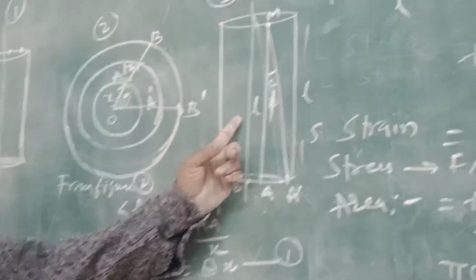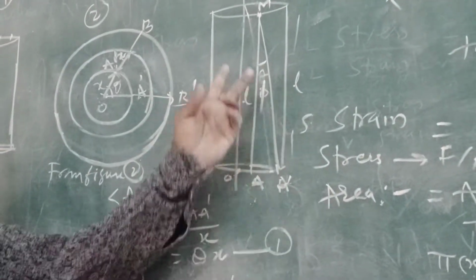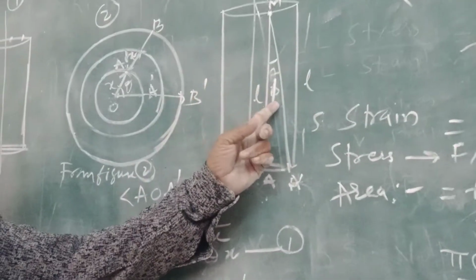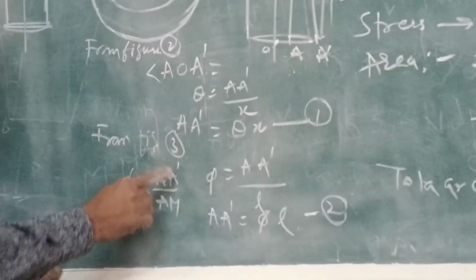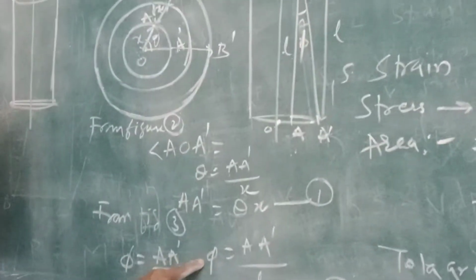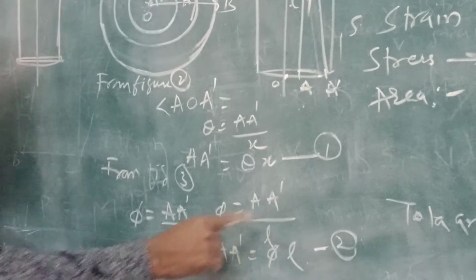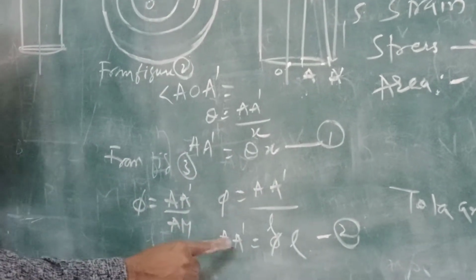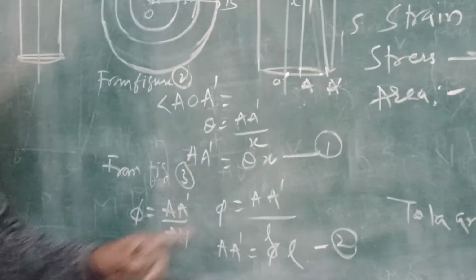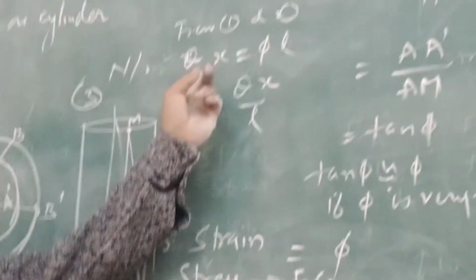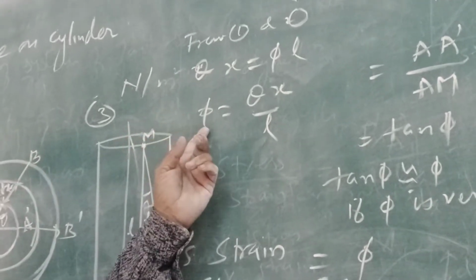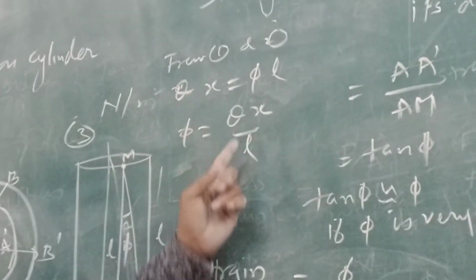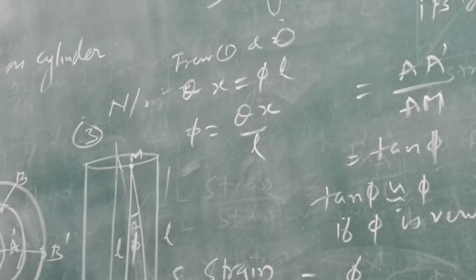Now from this figure 3, I will calculate the value of A dash. Angle phi is equal to arc upon radius, that is A dash upon AM, or phi is equal to A dash upon L. From here also I will find the value of A dash, and it is A dash equal to phi into L. From these two equations 1 and 2, I can say that both are the values of A dash. Therefore theta into x is equal to phi into L. From here I will calculate the value of phi as theta x upon L. Okay, this is the one thing.